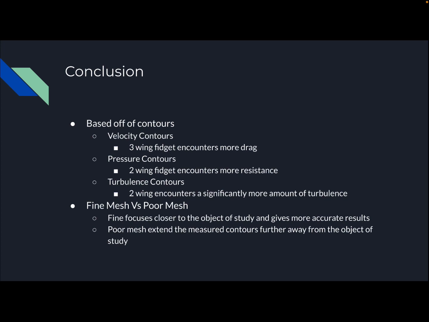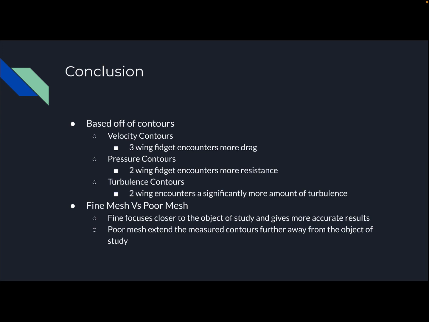So in conclusion, just based off of what we saw with the velocity contours of the fidget spinner, the three-wing, like I mentioned earlier, encountered more drag. The pressure contour of the two wings showed that the fidget spinner encountered more resistance from the pressure, and from the turbulence, it also had a significantly larger amount of turbulence. And so that helped us to conclude that based off of our studies in 2D, the three-wing fidget spinner would ultimately last longer on its spin time.